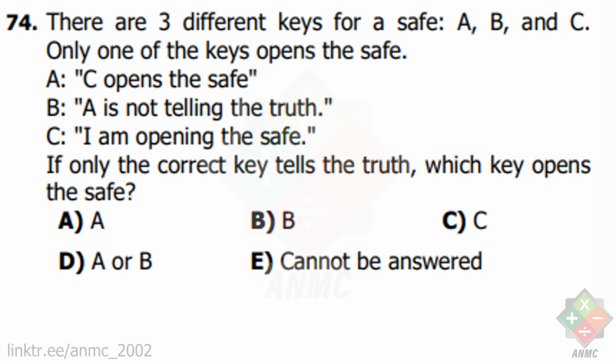If you read the question carefully, C and A tell the same thing. They both are talking about the same thing. C opens the safe, I am opening the safe. And if only one of them tells the truth, both of them cannot tell the truth. So B is right. Let's check. A is not telling the truth. Yes, he is a liar. And C is a liar because B is telling the truth and opening the safe. The answer is B.